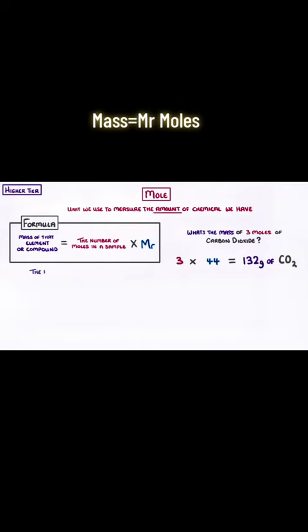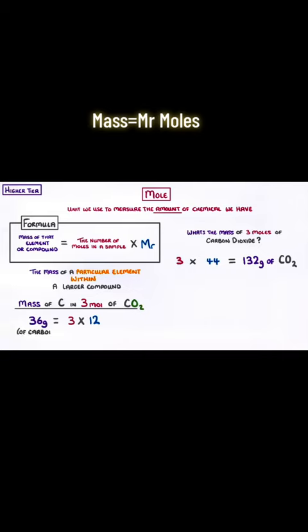We can also work out the mass of a particular element within a larger compound, like the mass of carbon in 3 moles of carbon dioxide. For this, all we do is take the number of moles, which is 3, and multiply it by the MR of the carbon, which is 12. So 3 times 12, which gives us 36 grams of carbon in our 132 grams of carbon dioxide.